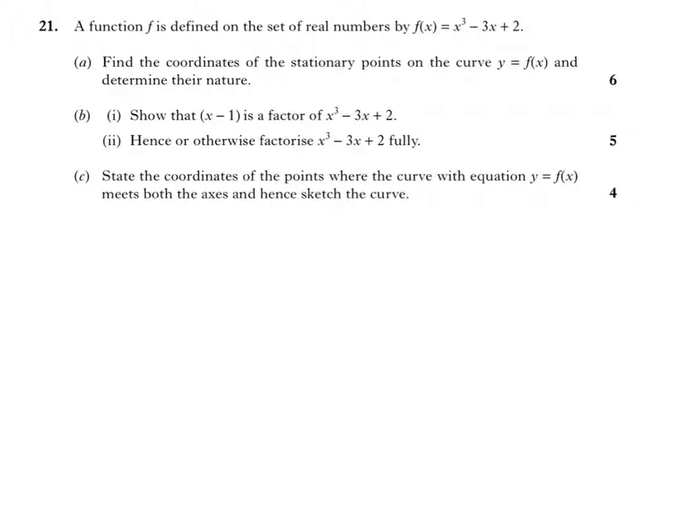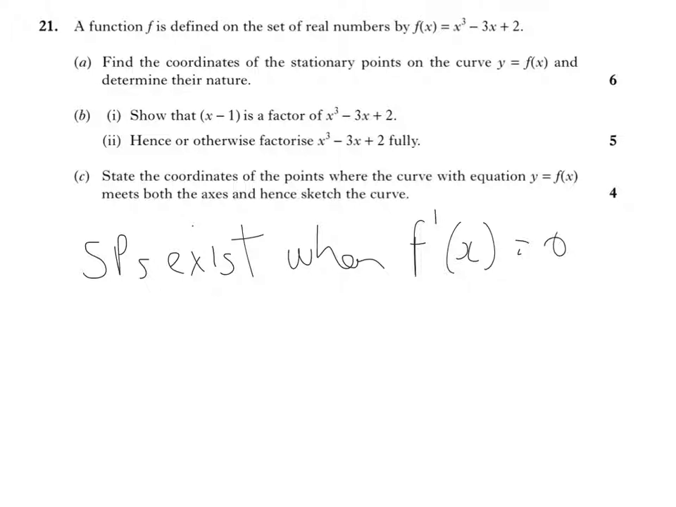So the function f of x equals x cubed minus 3x plus 2. To get the stationary points I'm going to differentiate and make equal to 0. So the first thing that I'm going to say there is stationary points exist when f dash x equals 0. So I'm now going to differentiate. So x cubed becomes 3x squared, minus 3x becomes minus 3, and remember to make the thing equal to 0.